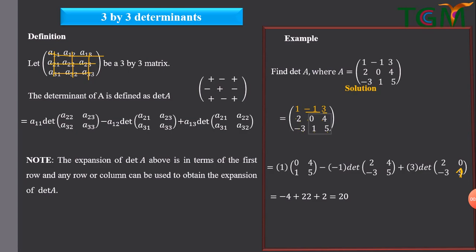Plus 6, that is 16. This is 2 times 5 will give us a 10, plus 12, that will give us 22, multiplied by negative here, positive, will give us plus 22, plus 2 times 1, that is 2, and the determinant will give us negative 4 plus 22 plus 2, which is giving us 20.